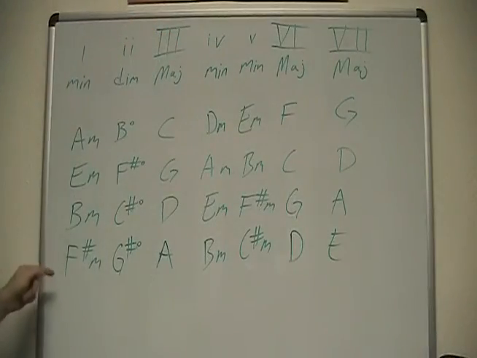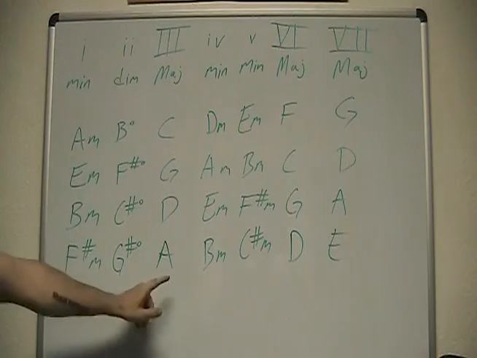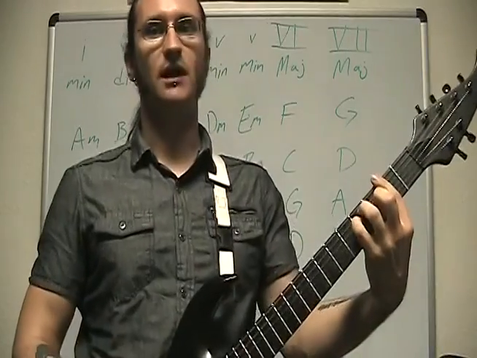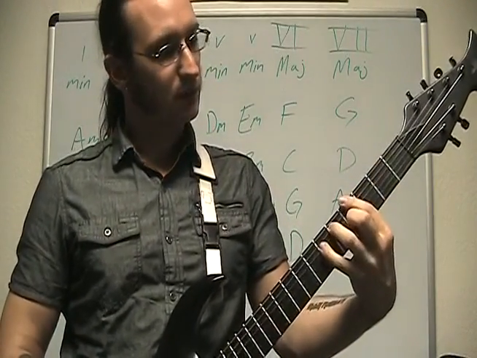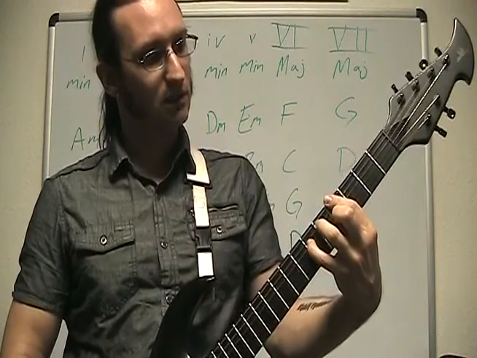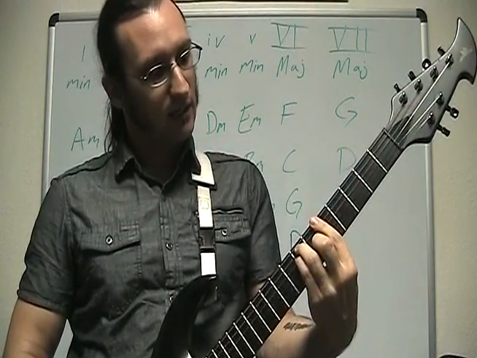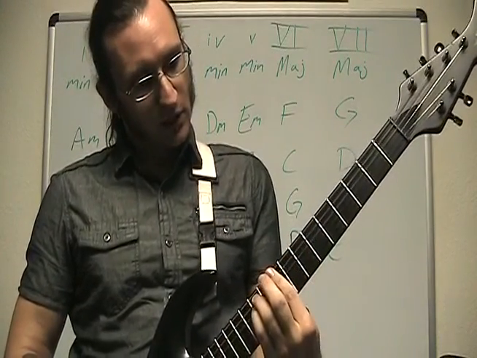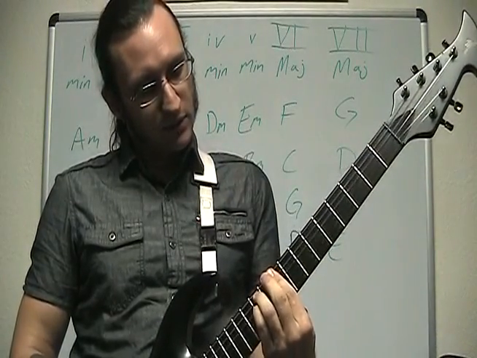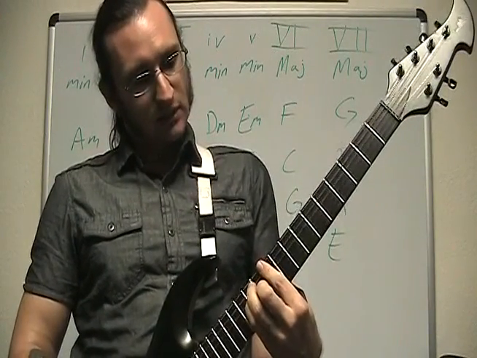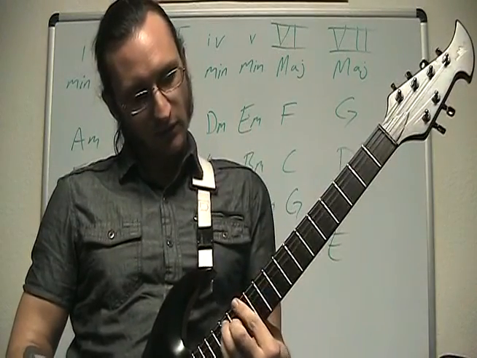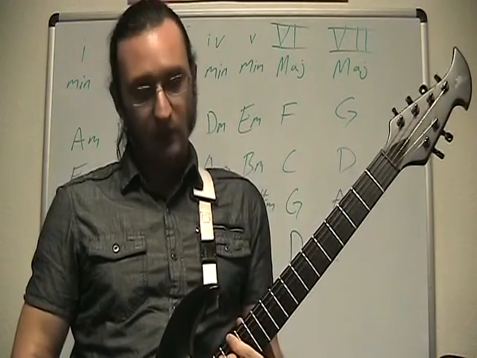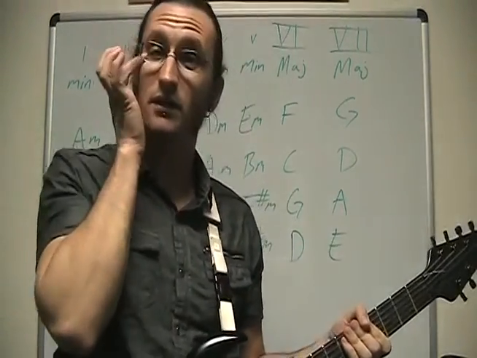And then finally, let's look at the key of F sharp minor, which is the relative minor to the key of A major. So, starting with F sharp minor for the first chord, then we go up to G sharp diminished for the second chord, then we have A major in the third position, B minor in the fourth position, C sharp minor in the fifth position, D major in the sixth position, and last we have E major in the seventh position. And then back to F sharp minor to the 1.